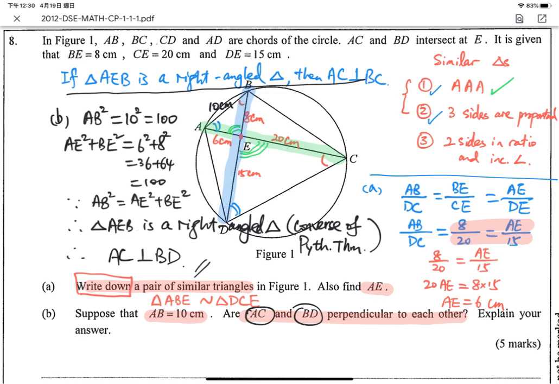Okay, so we can use the converse of Pythagoras theorem, or use the slopes of two straight lines, or find out that the angle equals 90 degrees. So these are the three ways that we have learned in secondary mathematics. These are all the ways that we can use to prove two straight lines are perpendicular to each other. Okay, now let's see the next example.